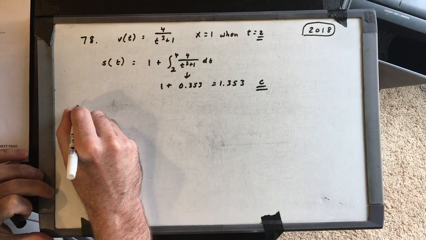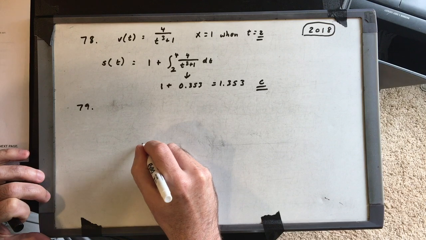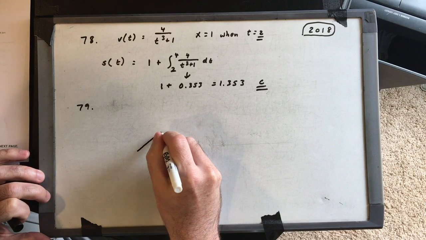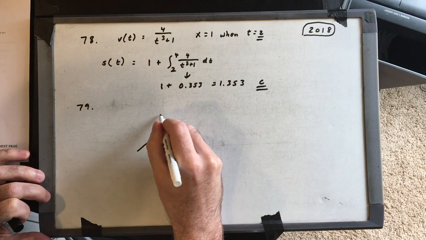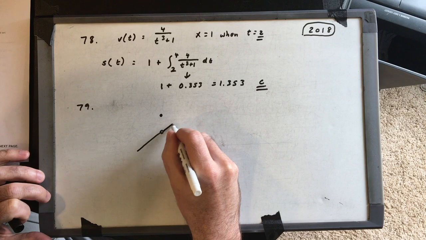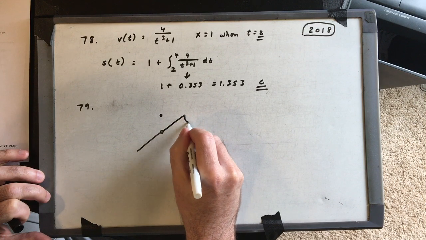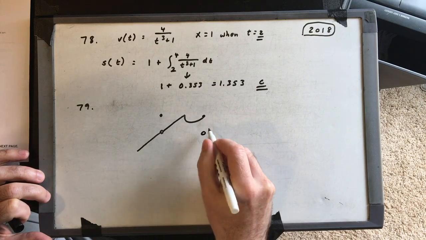All right, let's look at 79. I'm going to draw the graph of 79 real quick. All right, so we got a hole and a point, a sharp turn, something like that.